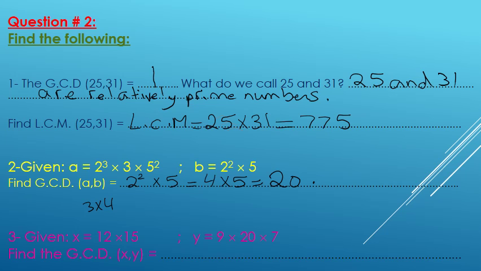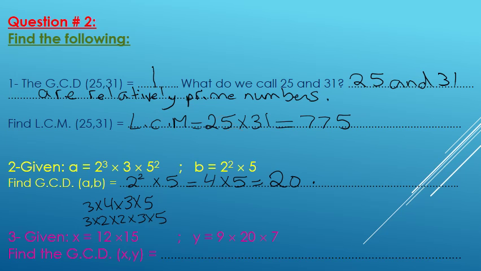What do you write for 15? 15 is 3 times 5. Now, is 3 prime? Yes. Is 4 prime? No, so we write it as 2 times 2. So 4 is 2 times 2. Is 3 prime? Yes. So we write 2 times 2 times 3 times 3 times 5.